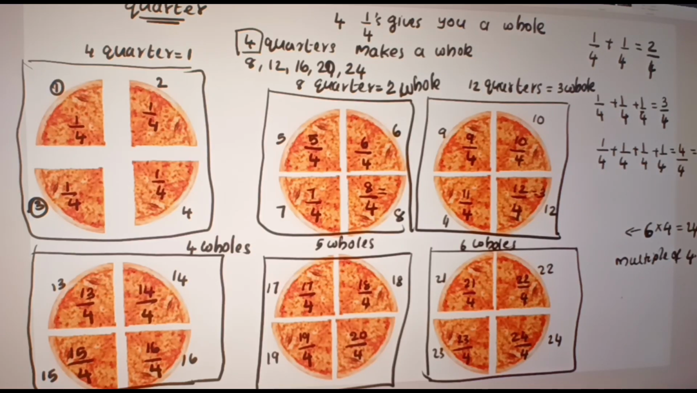So how many quarters make 10 wholes? If you multiply by 4, that is 40 quarters make 10 wholes. So how many quarters make 1 whole? 4 quarters. So it is in multiples of 4. So now we can draw the number line, to represent this using the number line.